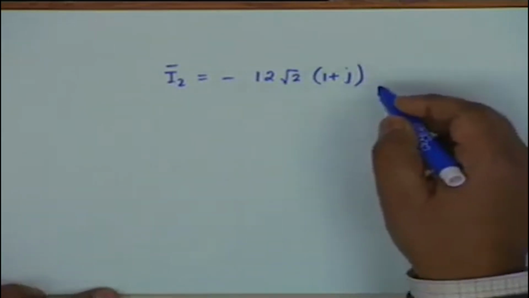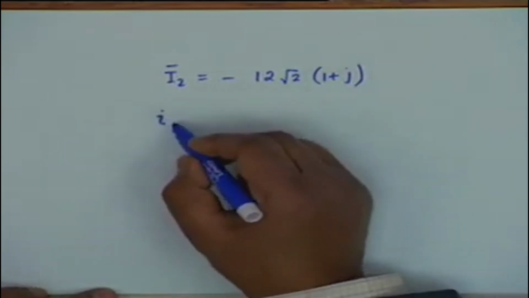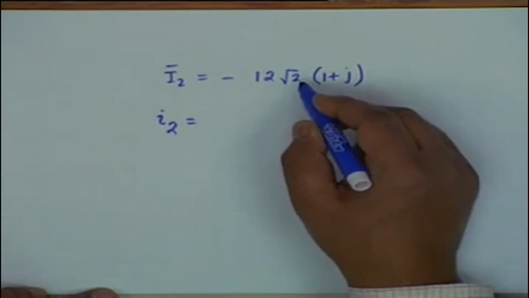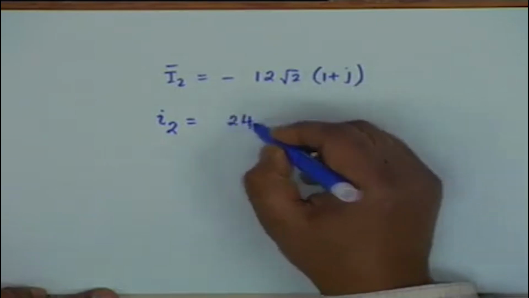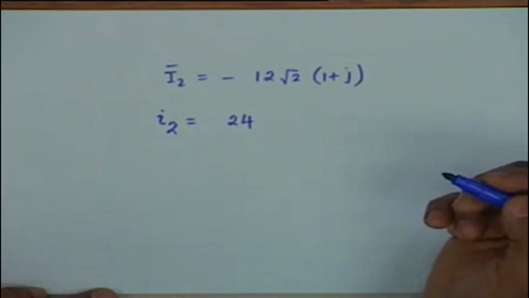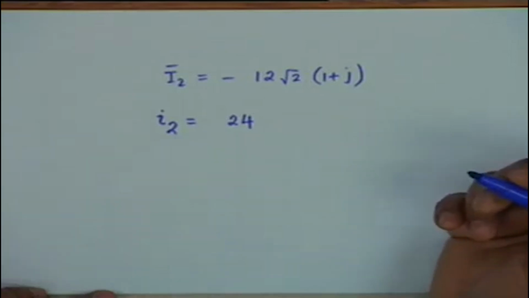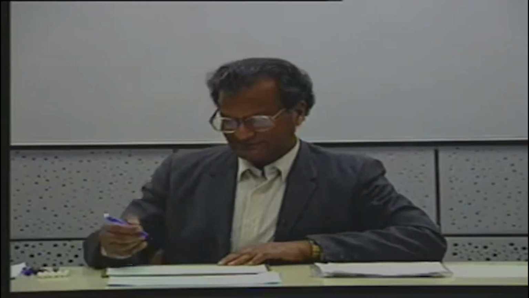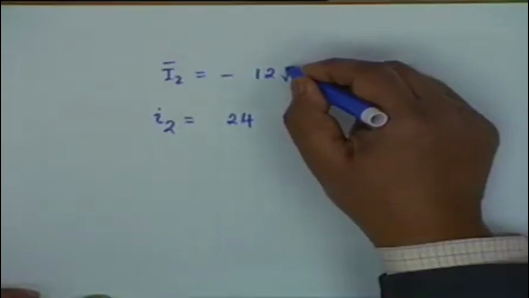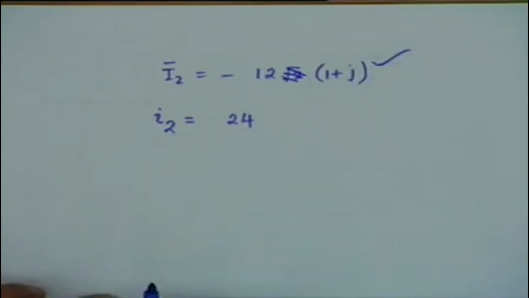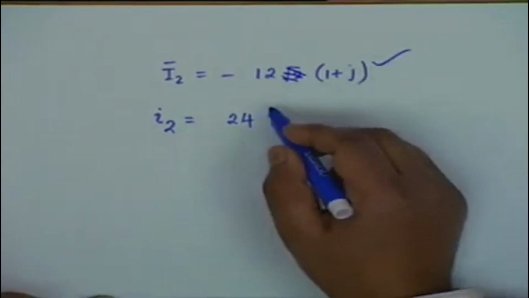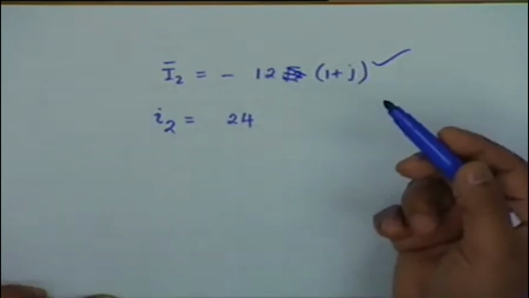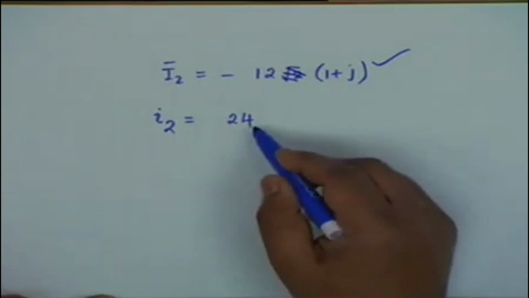Yeah, minus 12 root 2 (1 plus J), and therefore I can write I2 as a function of time as 24... root 2 will come from 1 plus J, and therefore I think it is simply minus 12 (1 plus J). This is the correct result. I am sorry, I made a mistake. And therefore the peak value, the root mean squared value, will be 12 times root 2, then you multiply by root 2 to find out the maximum value, so it is 24.